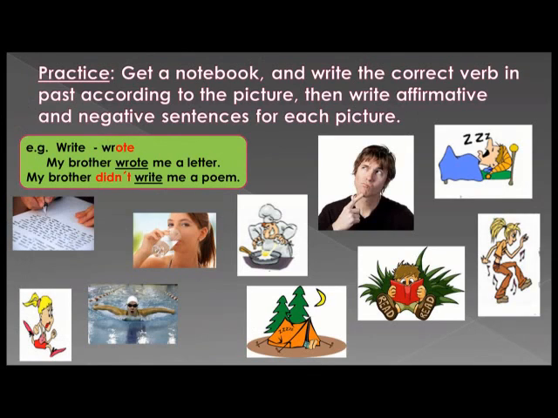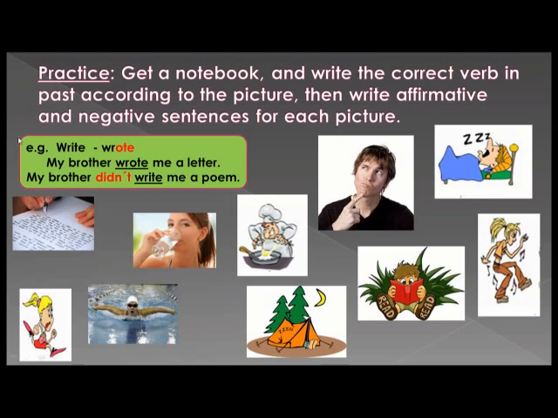So what are you going to do? It's simple. If I'm talking about instructions that have to be clear, I might say, student, get a notebook and write the correct verb in the past according to the picture. Then write an affirmative and a negative sentence for each picture. For example, I have done this first one. As you can see over here, this is the verb write. The past of the verb write is wrote. Remember, you can find the past of the verb in the first link.